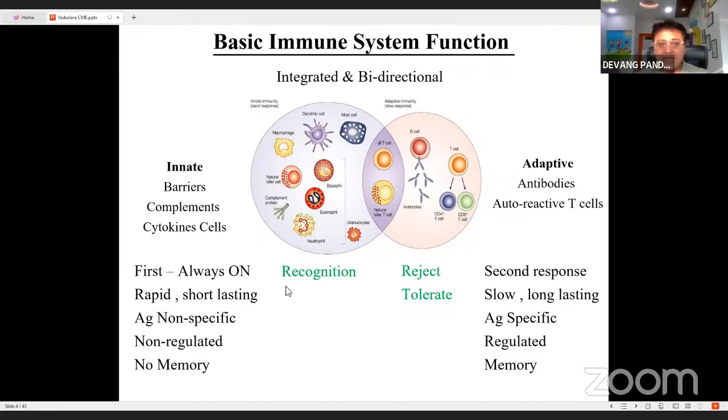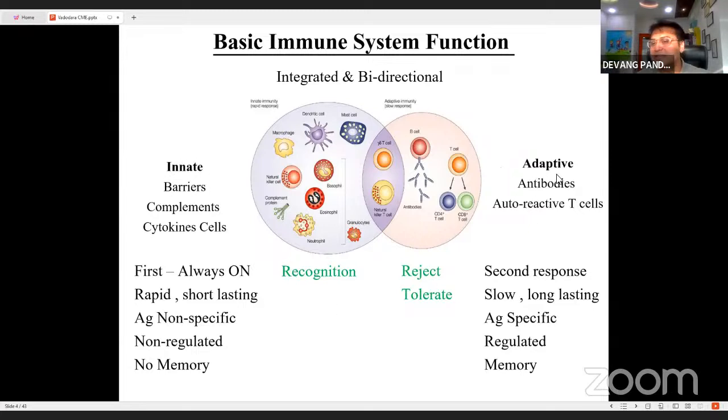Now, this basic system we know. Why is it important to know before autoinflammation? Because autoinflammation is basically a disorder of the innate immune system.